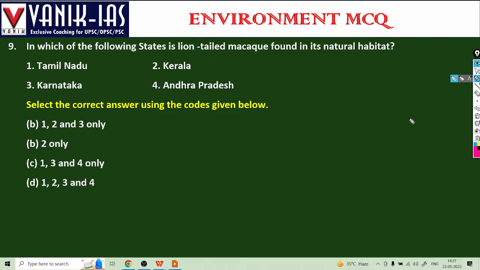Which of the following states is the lion-tailed macaque found in its natural habitat? Tamil Nadu, Karnataka, Kerala, Andhra Pradesh. Natural habitat. It is found in Kerala in the Western Ghats. So B is the right answer regarding the lion-tailed macaque, which is a vulnerable species, right? Lion-tailed macaque is a vulnerable species as per the IUCN Red List. Okay. It is found in the tropical rainforest of India.